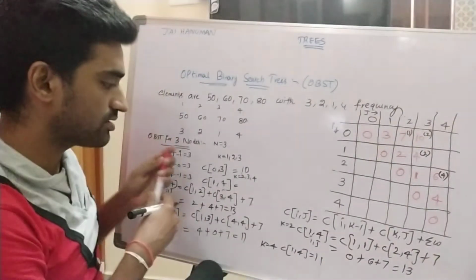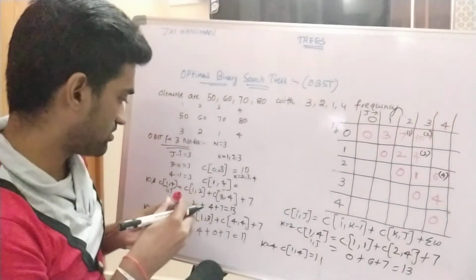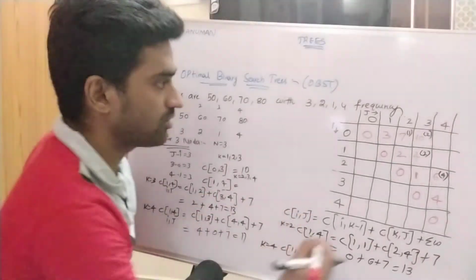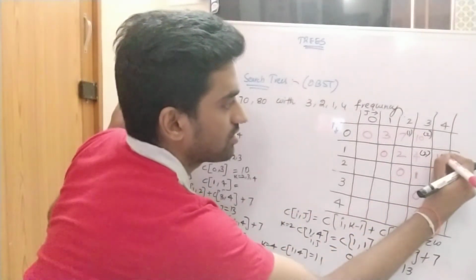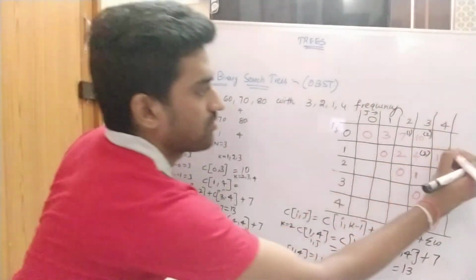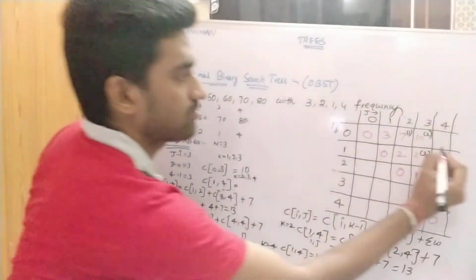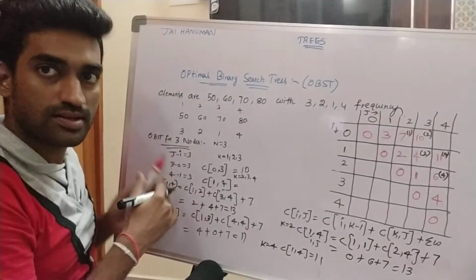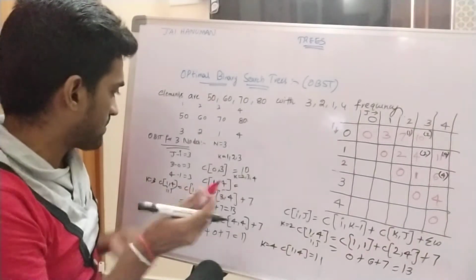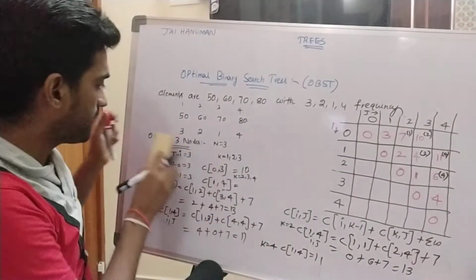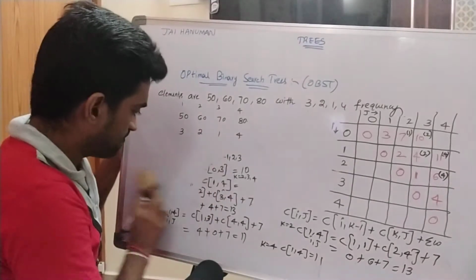So here I am updating the minimum cost for 1 comma 4, that is 11. Root is 4. Right? So 3 nodes are completed. Then I am calculating the OBST for 4 nodes.